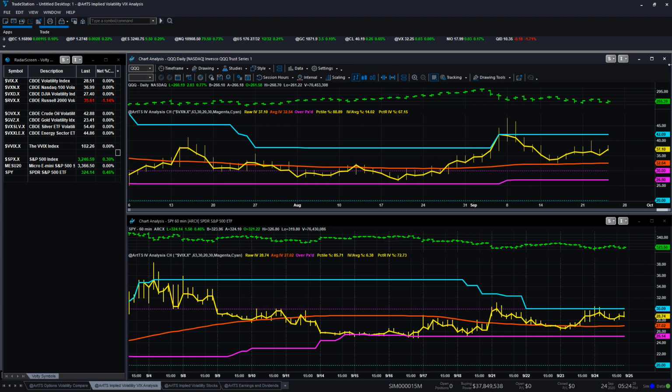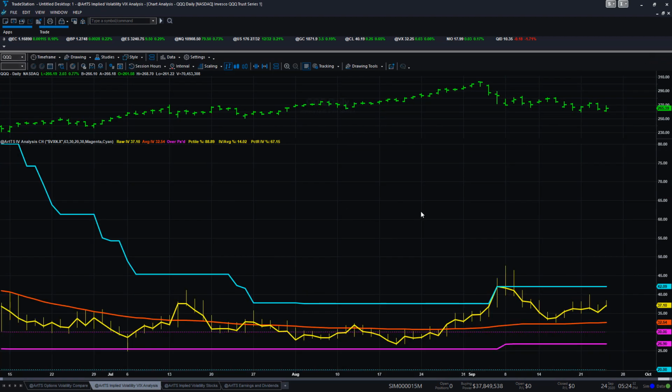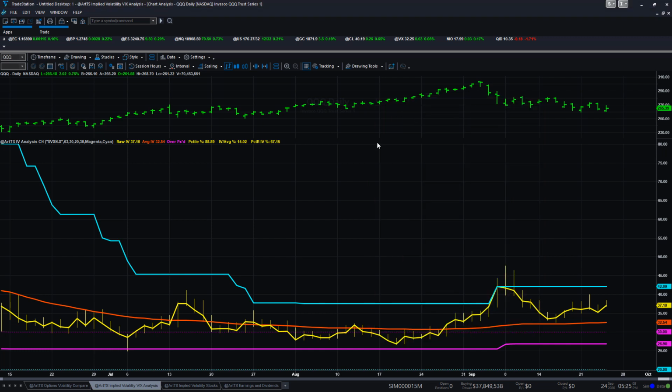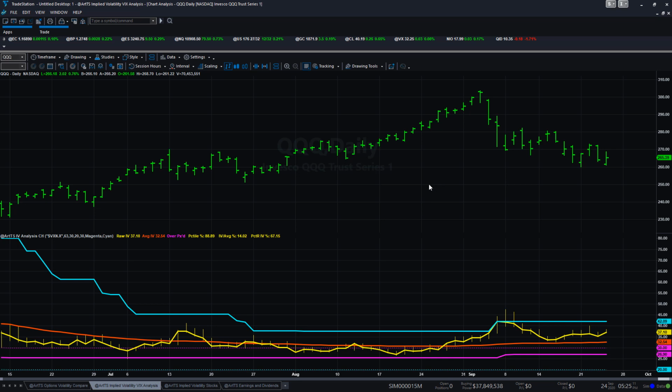So let's focus in on this chart here. This is the Qs, and this is the indicator that analyzes the VIX for the Qs. The way it does that, I'm going to double click on that line. That takes me to Customize Indicator. Here you have to specify which volatility index you want to analyze for the symbol in the chart. Since I'm looking at the Qs, I want the volatility index for the NASDAQ 100, which is the symbol $VXN.X. That gives me that volatility, and I can analyze it in comparison to the QQQ. Now I have this kind of exaggerated, but that's the idea.